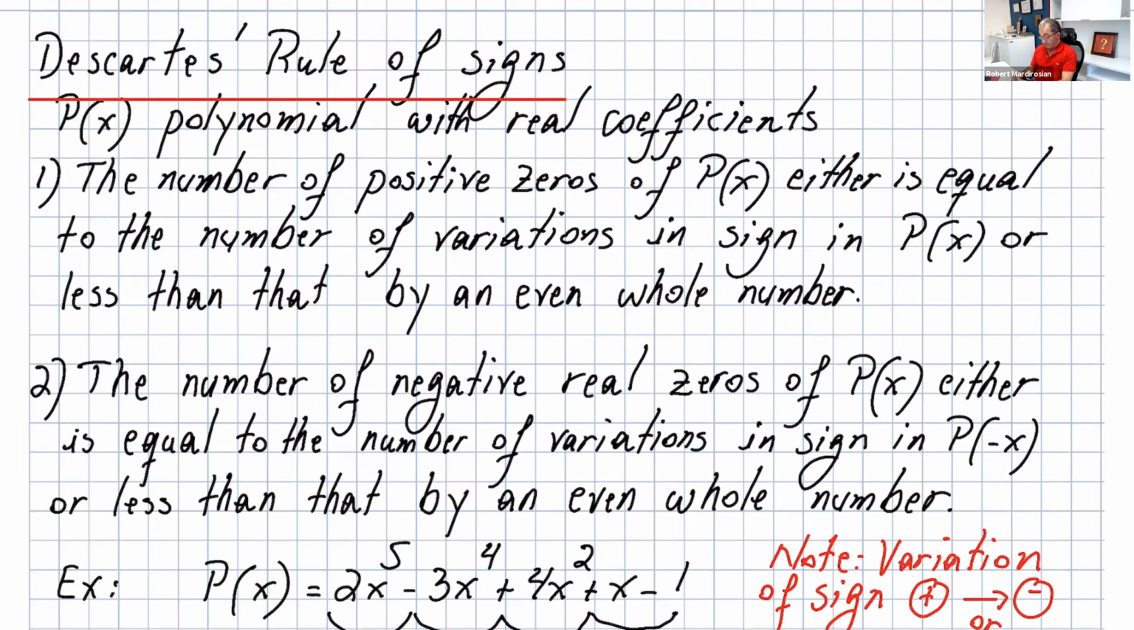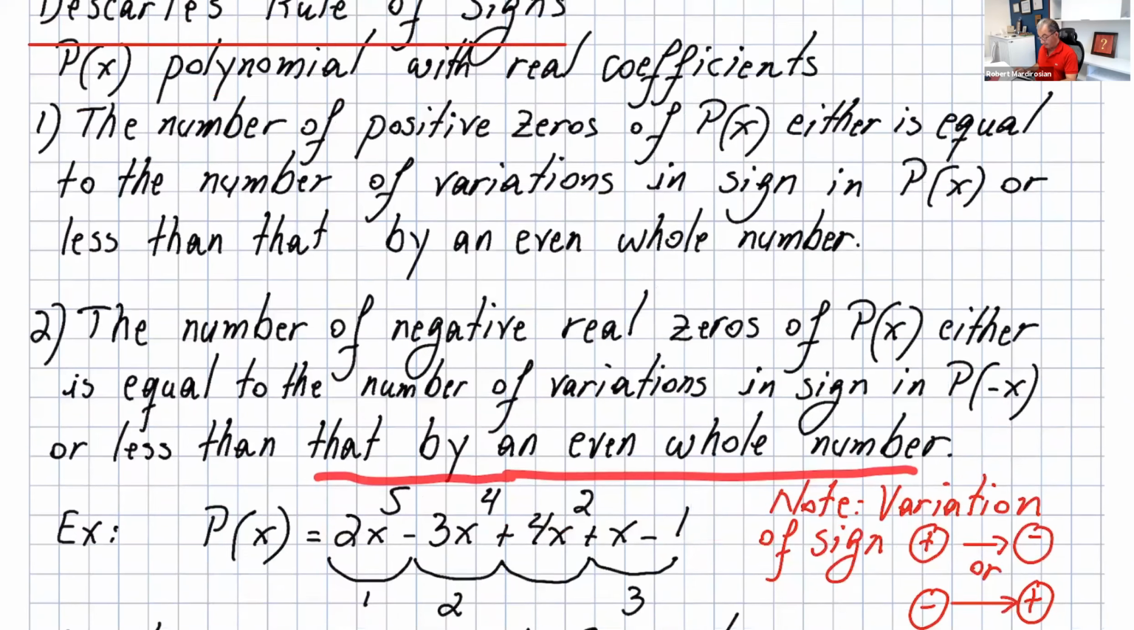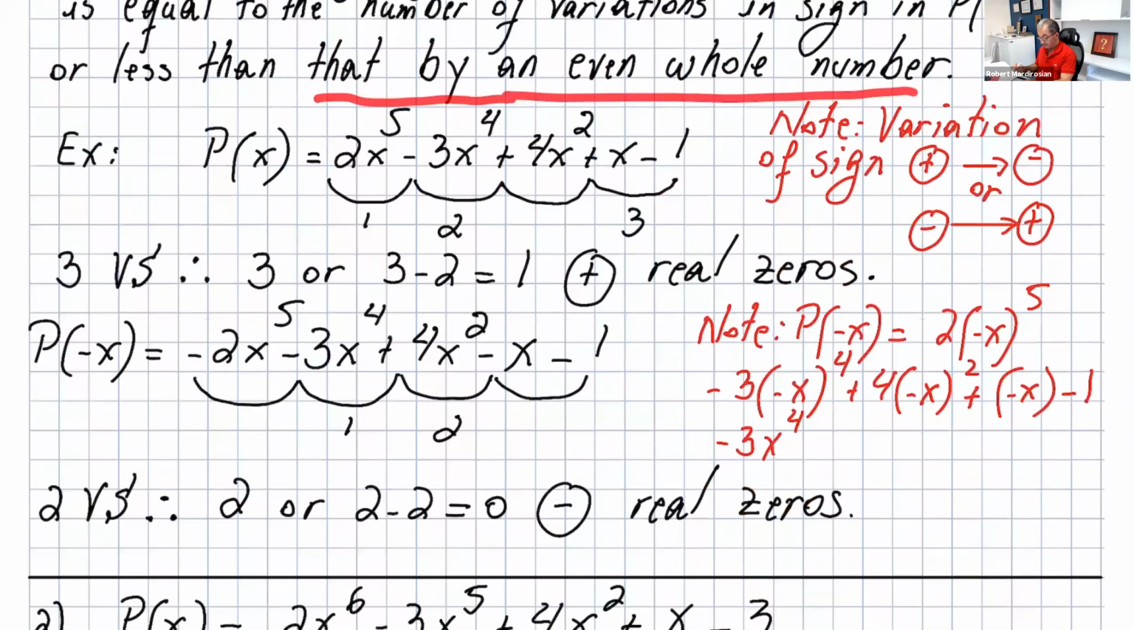Now we have p of x, a polynomial with real coefficients. The number of positive zeros of p of x is equal to the number of variations of signs in p of x, or less than that by an even whole number. So be patient, I'll try an example. The number of negative real zeros of p of x either is equal to the number of variations of signs in p of negative x, or less than that by an even whole number. Now this example can illustrate that.